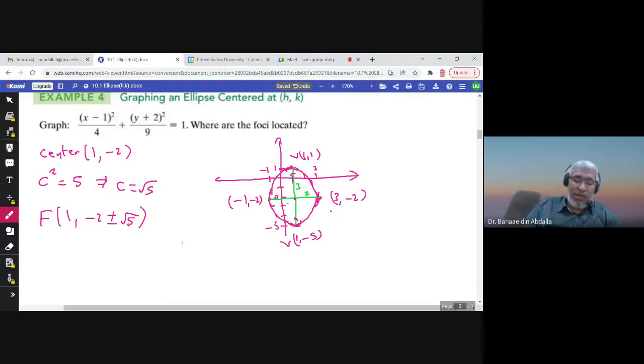And you can approximate this. -2 plus square root of 5 is 0.2. So 0.2 somewhere here. This would be the first focus, and the second focus, -2 minus square root of 5, and it is -4.2. So somewhere here, this is the second focus.